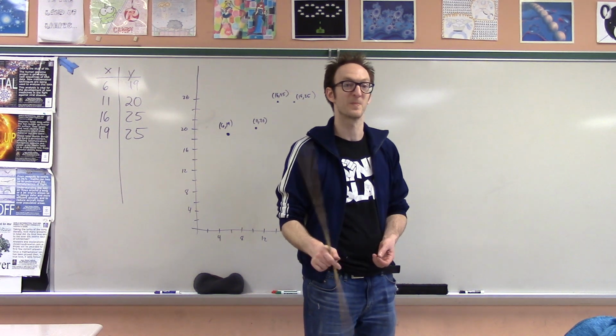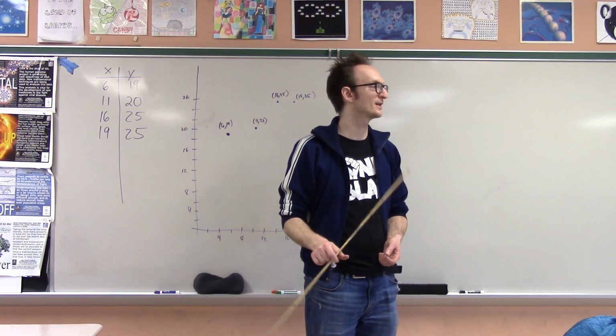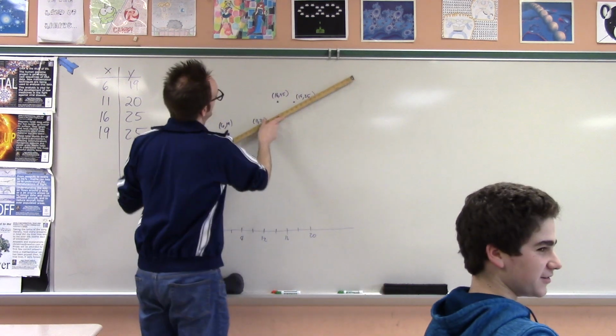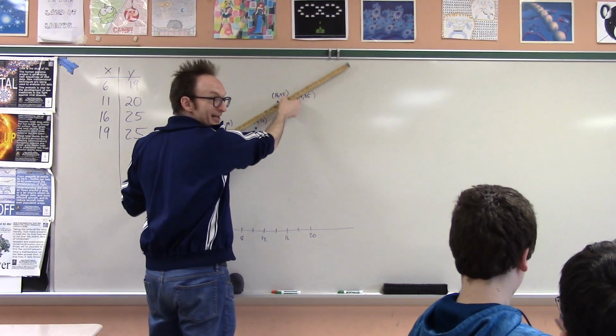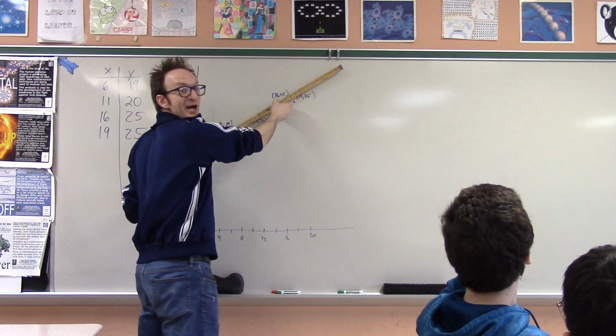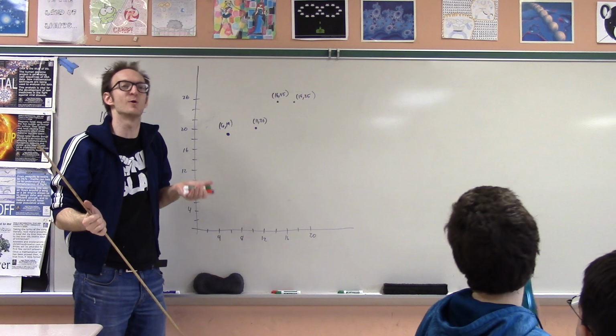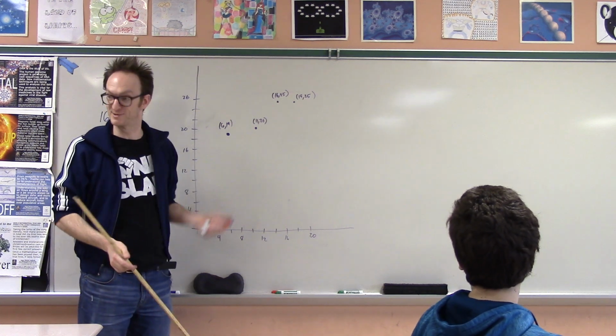Line reg on the calculator. Oh, calculator. Excel. You draw a line through it. Yeah, good. You take your ruler and you jiggle it until it looks pretty good, and then you draw a line. It's actually not so bad, right?